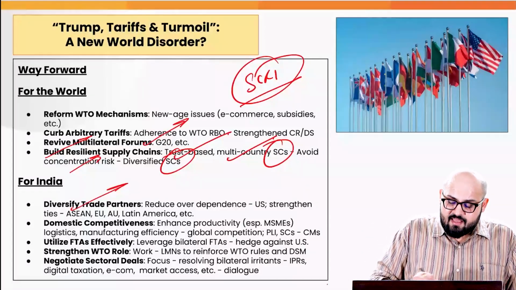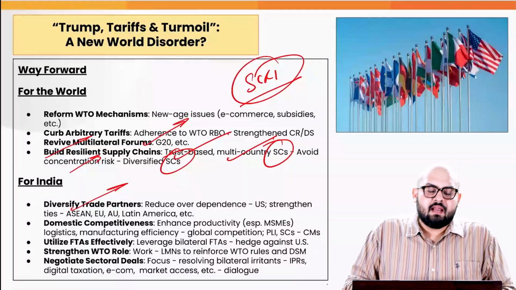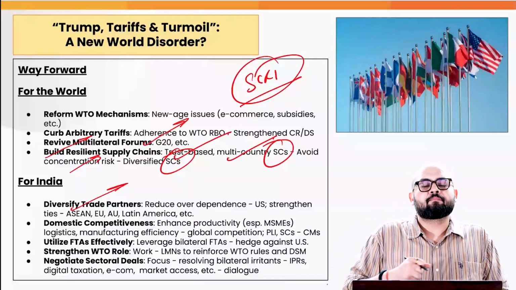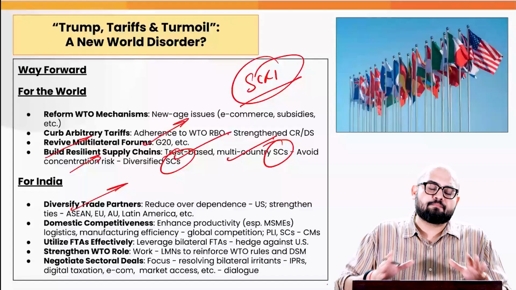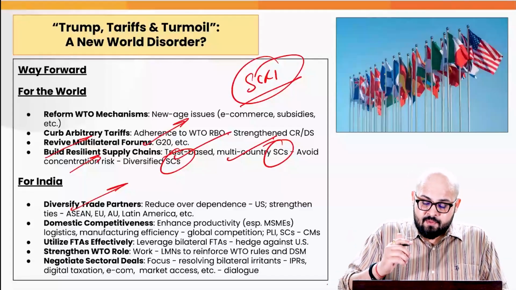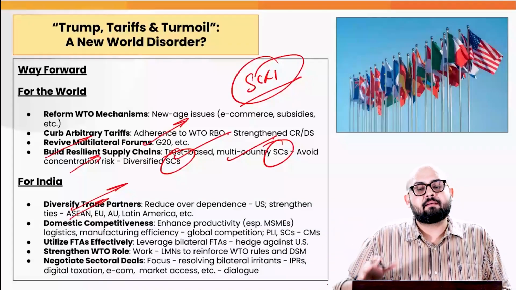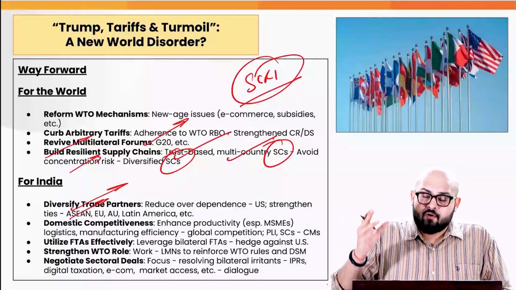Next is diversify the trade partners. We are talking about India. India should not be overly dependent upon some specific countries, for example, the US. India should diversify its partnership with different countries around the world, right? Let's say we can have strengthened ties with Asia. Also, we have Prime Minister Modi, who is in Thailand for the BIMSTEC, right?